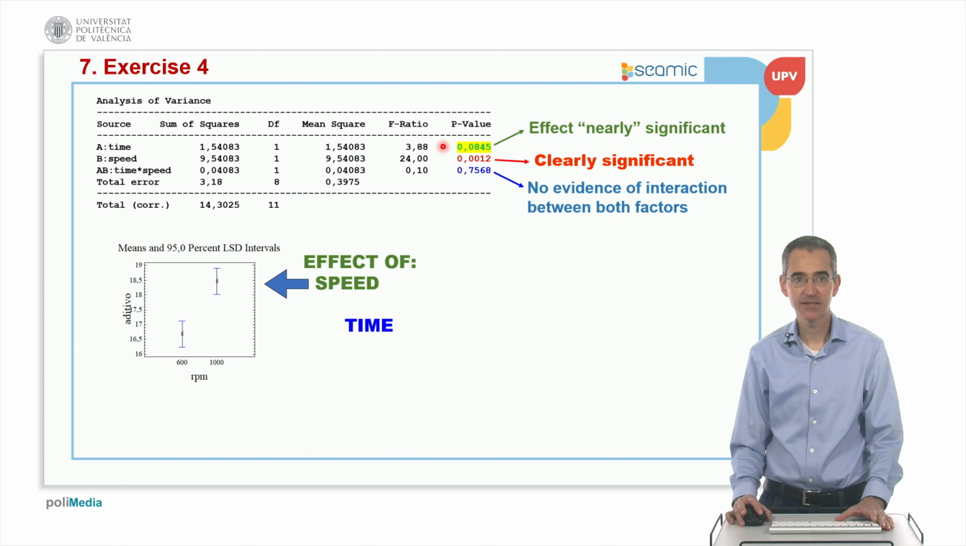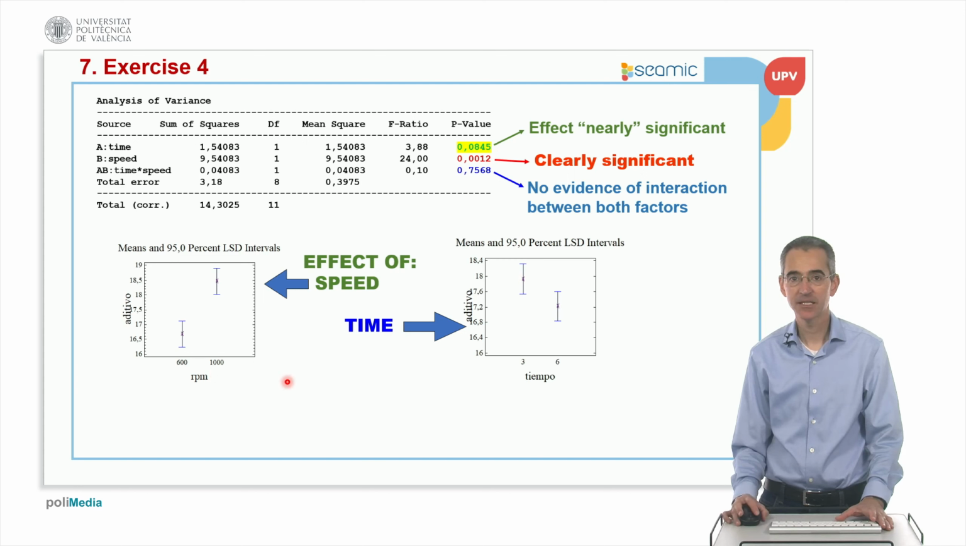These are the LSD for speed, as we reject the null hypothesis. It is consistent with the fact that the LSD intervals don't overlap. In this case, as we want to maximize, we should choose the highest speed, which is 1000. And for time, this is what we have. As the effect is nearly significant, we have a slight overlap between both LSD intervals, which are obtained for 95% confidence, which means that alpha was 5%.